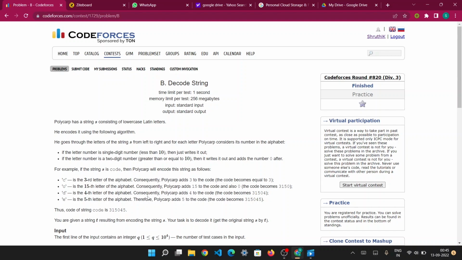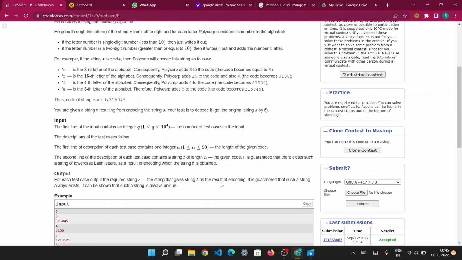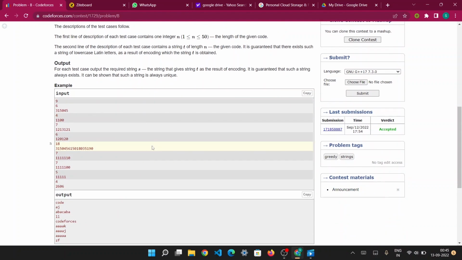D, it is 4, so it is just 31504. E, 315045. So now you are given the string T resulting from encoding string S. You are supposed to decode. So we are given the number code, we are supposed to make it the letter code, the original string basically.